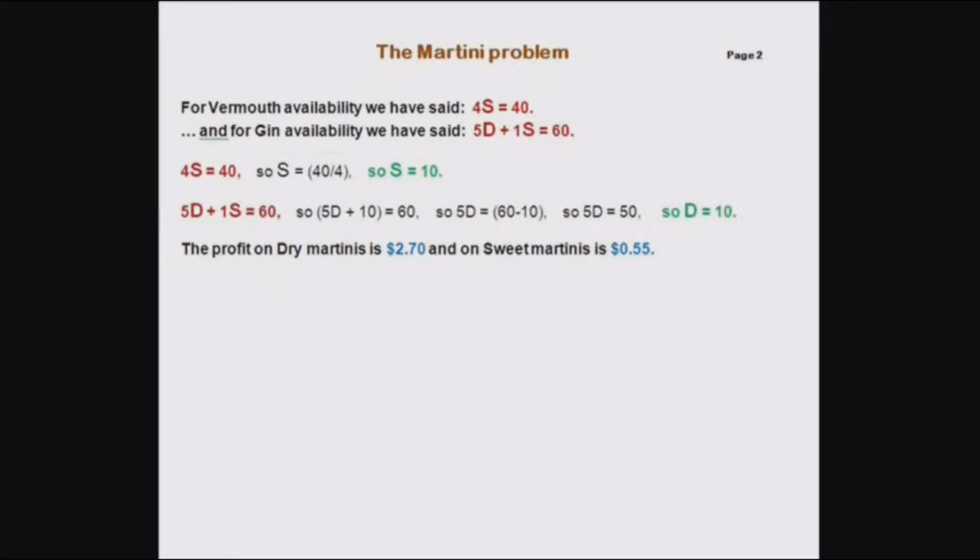Let's make the bartender's life a little more complicated. Let's assume that there will still be unlimited demand for both dry and sweet martinis. Let's also say the profit on dry martinis is $2.70 and on sweet martinis is 55 cents. What drinks should the bartender mix for maximum profit? This simple problem will involve more calculations. Each calculation checks the bartender's profit for a different drink mix, and only one mix will make the maximum profit.